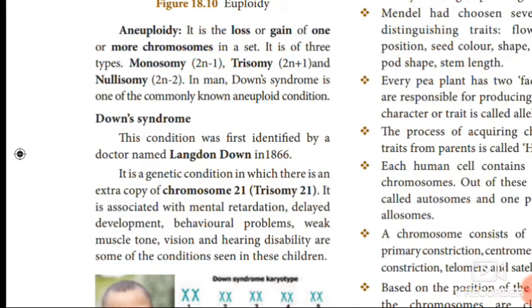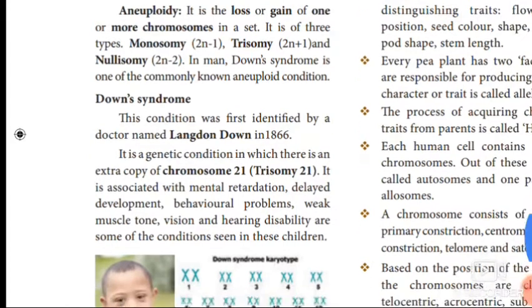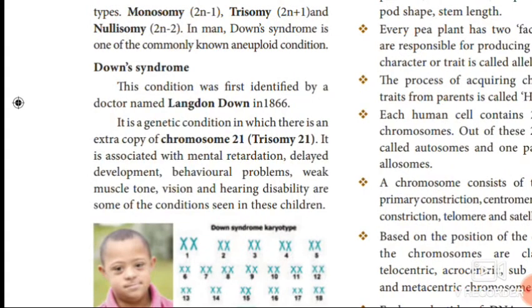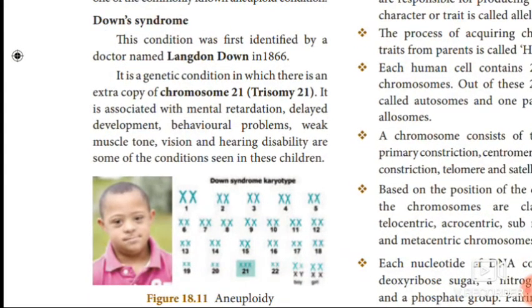Due to aneuploidy, chromosomal changes occur in the human body. What diseases are caused in humans by these chromosomal changes? The first one is Down syndrome. This is one of the commonly known aneuploidy conditions. What are the characteristics of Down syndrome? This condition was first identified by the doctor named Langdon Down. In 1866, he observed Down syndrome in a particular person. Syndrome means a particular deficiency or defect. It is a genetic condition in which there is an extra copy of a chromosome.